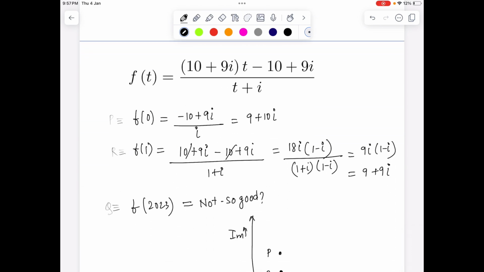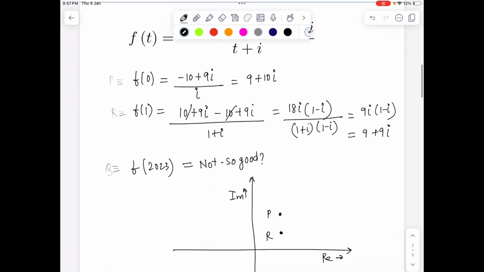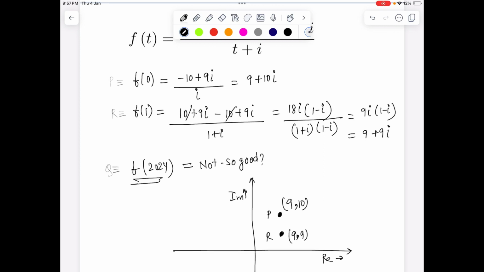So f of t is given. f of 0 I have calculated, it's 9 plus 10i. Similarly, if you can see f of 1, just put t equals 1, which will give you 9i into (1 minus i), which goes to 9 plus 9i. So we can clearly see that point P and point R are known to us. Point P is (9, 10) in the complex plane, and point R is (9, 9). Okay, so what about point Q?